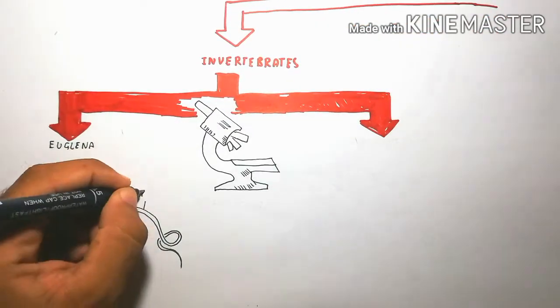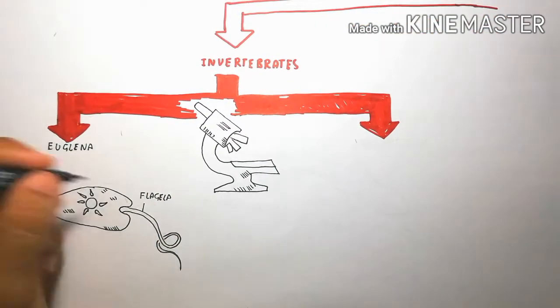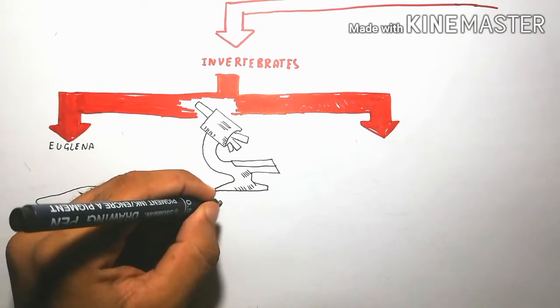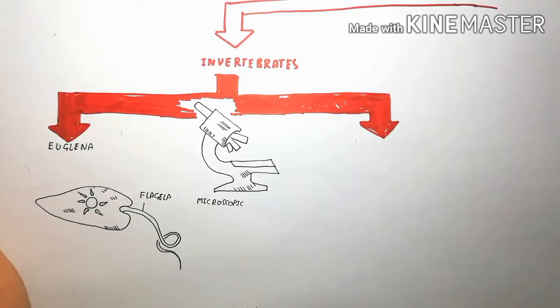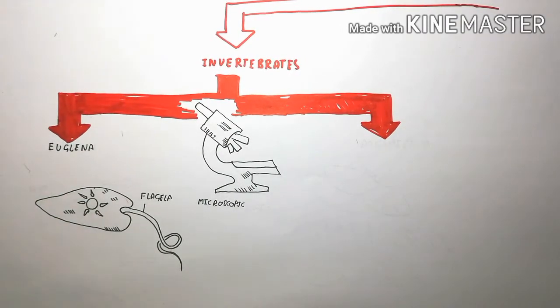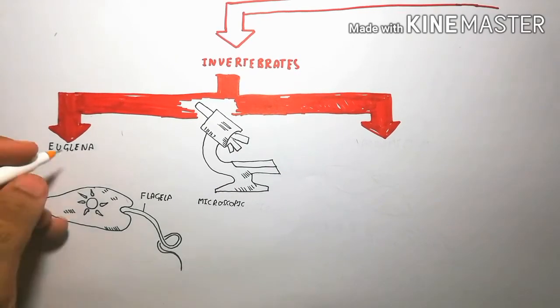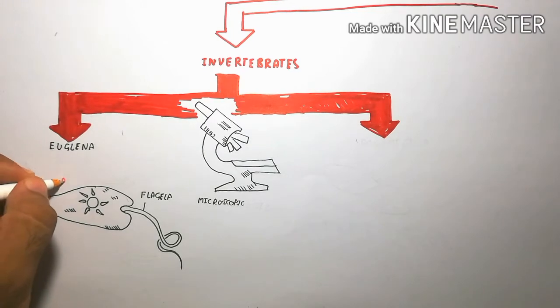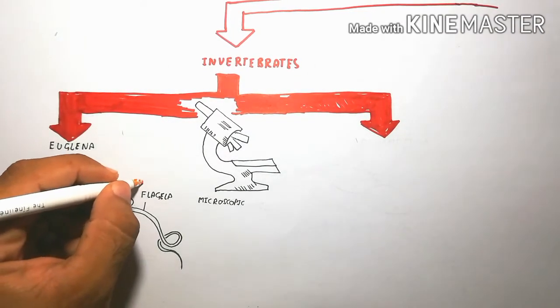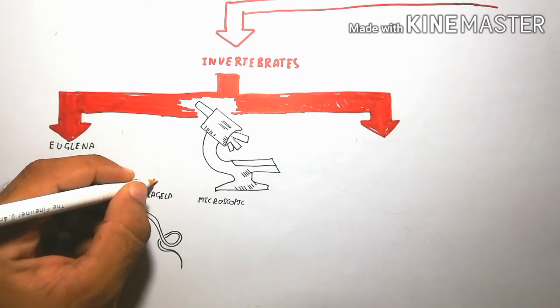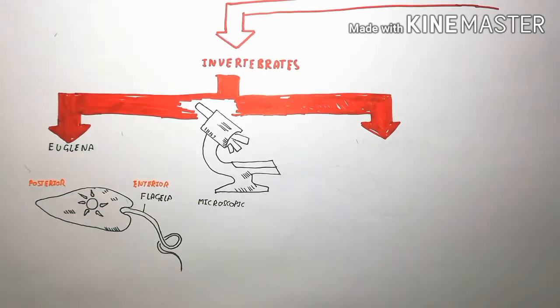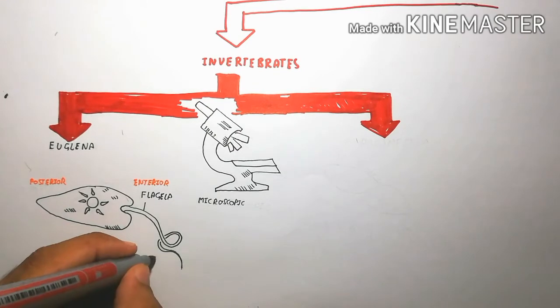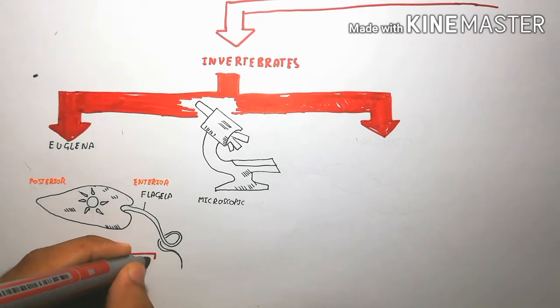First of all, the unicellular organism that contains flagella is known as euglena. Euglena is a freshwater living organism which is a unicellular eukaryote, meaning a true nucleus is present. Here is the anterior and posterior view. The anterior part contains flagella.